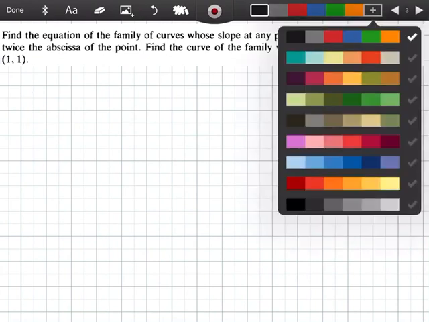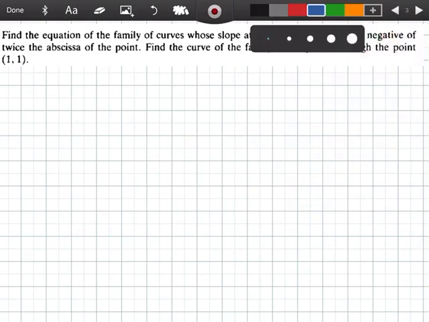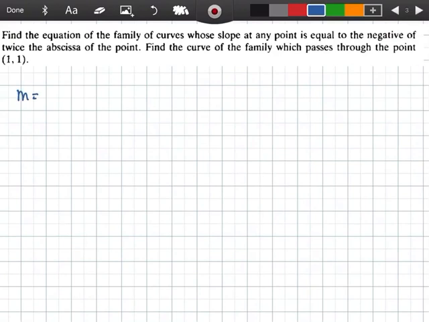So, slope is m. m is equal to the negative of twice the abscissa. Abscissa is x, right? So, it is negative twice of the abscissa of the point. Find the curve of the family which passes through the point 1, 1. So, the slope is m equal to negative 2x and it passes through the point 1, 1. It's not negative 1. It's 1, 1.